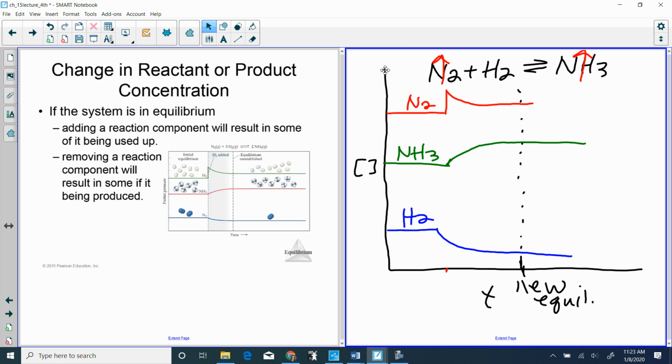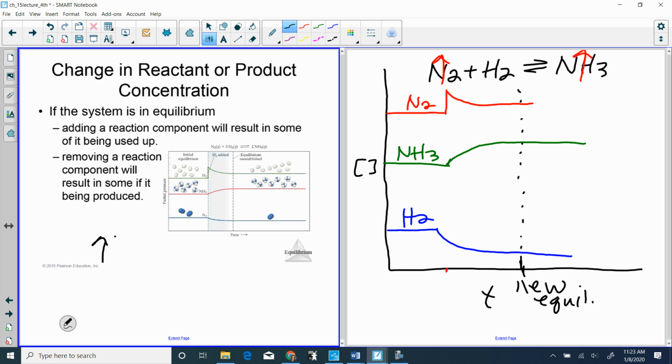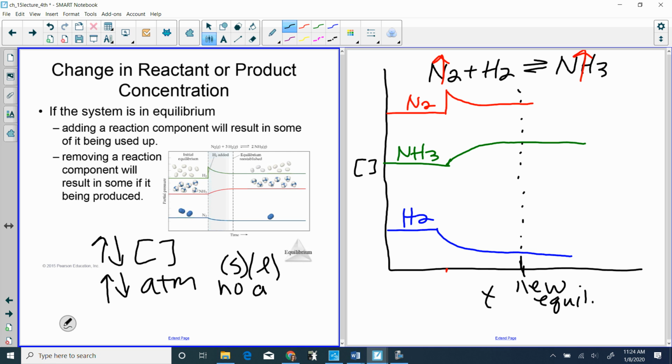Okay? I can do this with pressure. I can increase or decrease concentration on the reactants or products, and I could also increase or decrease pressure on reactants or products. There's a trick question: adding inert gas, and adding a solid or liquid. It would have no effect, because those don't go into equilibrium.